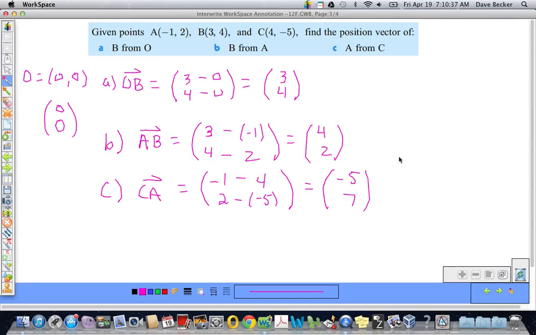And don't ever forget that what this means for vector AB, anywhere on the plane, I select any starting point, I would go over 4 units and up 2 units, and then my vector AB would be this. This is A and this is B. Please don't forget exactly what this means.